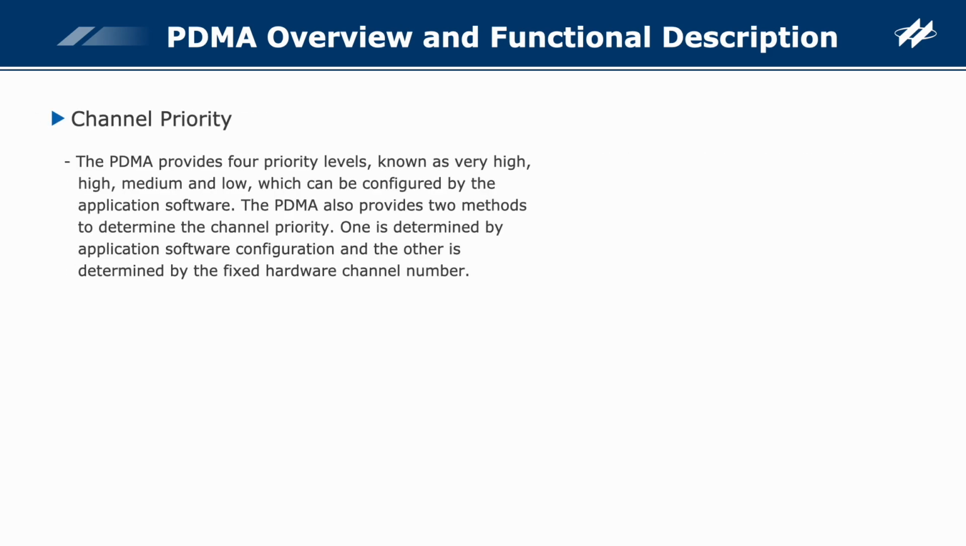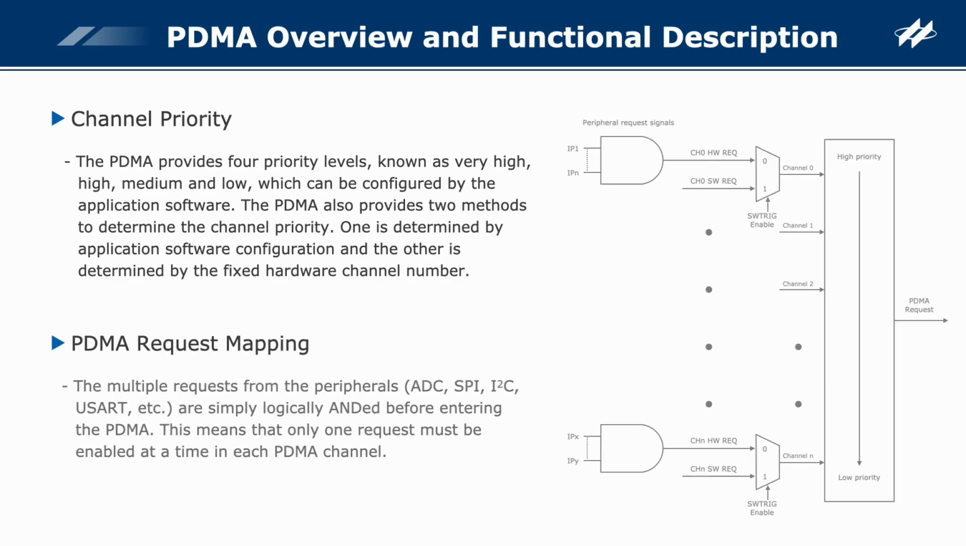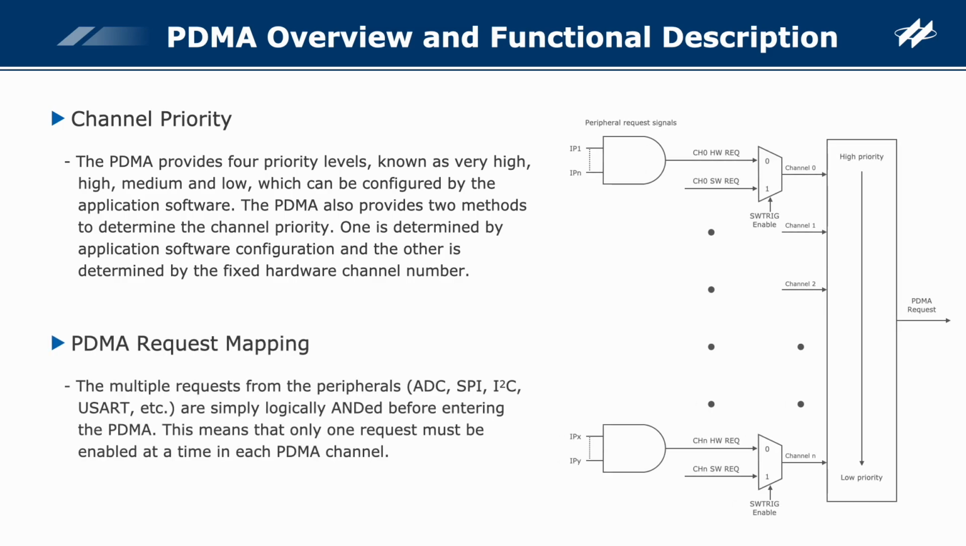The PDMA provides 4 priority levels, known as very high, high, medium, and low. The channel priority can be determined by application software configuration and the fixed hardware channel number. The multiple requests from the peripherals are simply logically ANDed before entering the PDMA. This means that only one request must be enabled at a time in each PDMA channel.